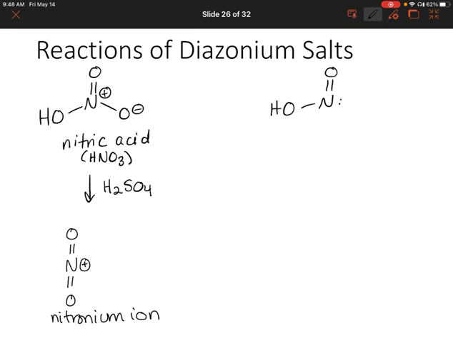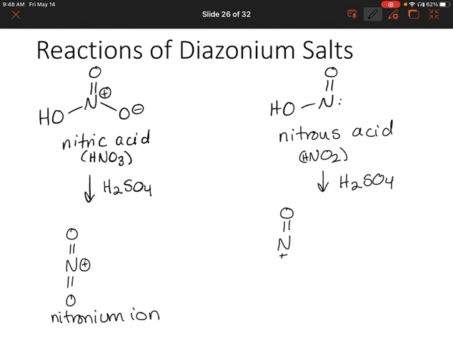Now the acid on the right is nitrous acid, or HNO2. And if we react this with sulfuric acid, we get something a little different called the nitrosonium ion. Now, this nitrosonium ion has a resonance structure.